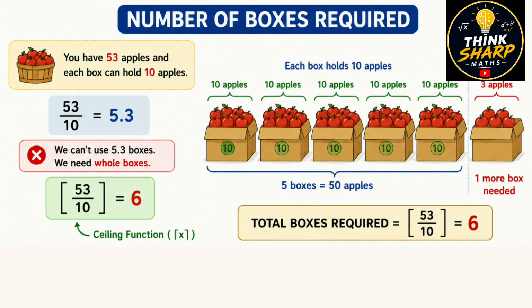Now another example is the number of boxes required. Suppose there are 53 apples and we need to store these apples. Each box can hold only 10 apples. So how many boxes are required? If you do 53 by 10, 5.3 will come. So we don't have 5.3 boxes. We need a whole number of boxes. That means we need 6 boxes. So here also we are using the concept of the ceiling function, right? Because in 5 boxes we will keep 50 apples, and one more box will be required to keep 3 apples. So that's why we need 6 boxes. So here we are using the concept of the ceiling function.